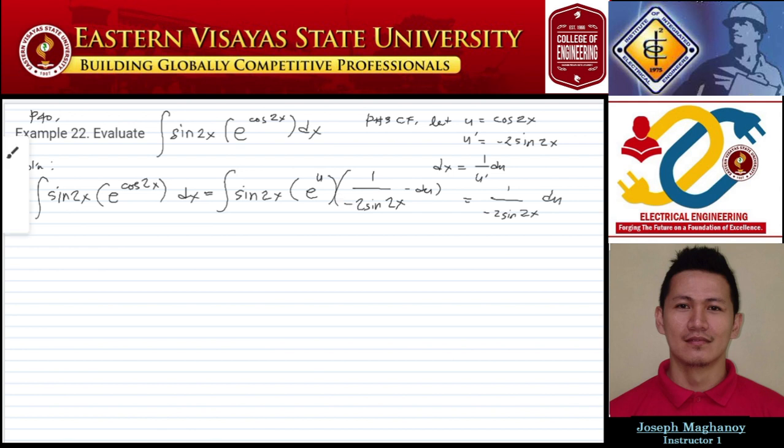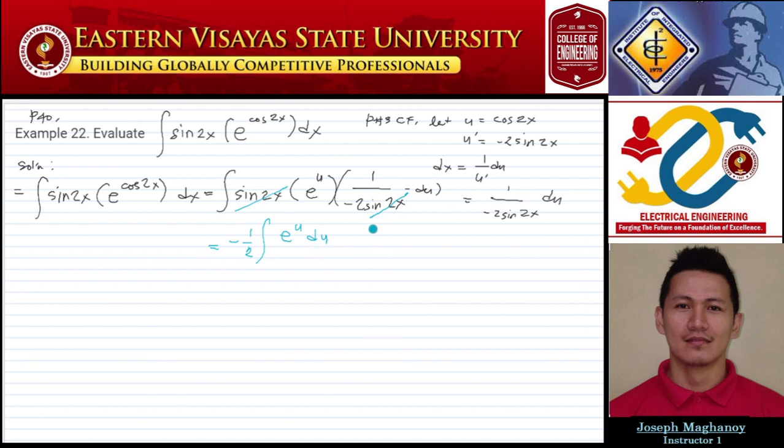Okay, so let's do some cancellation here. The 2x sine 2x cancel, remaining is negative 1 half. Let's move it to the other side since it's a constant. Negative 1 half integral of e to the u du.